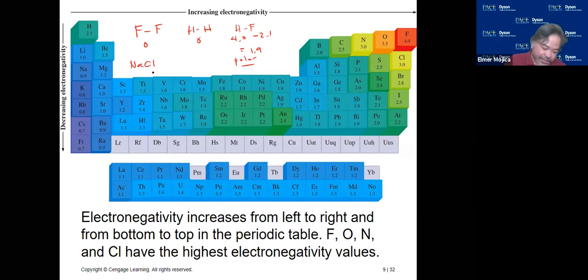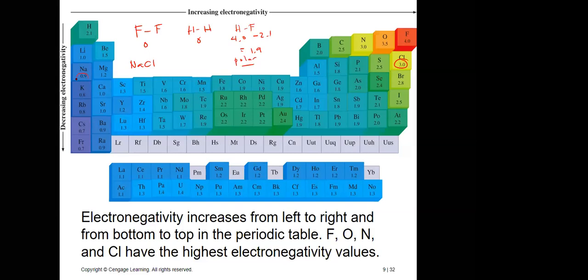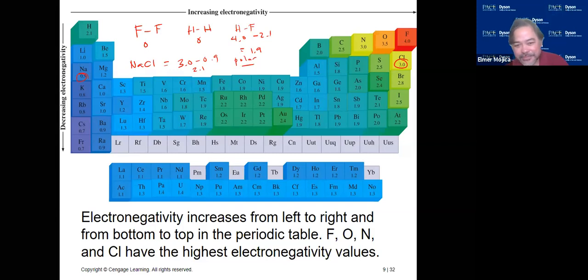Let's say, how about this? What's the electronegativity difference of NaCl? All you need to do is take 3 here and then 0.9 here. So you have 2.1 minus 0.9. No, you always go with the higher minus the lower.